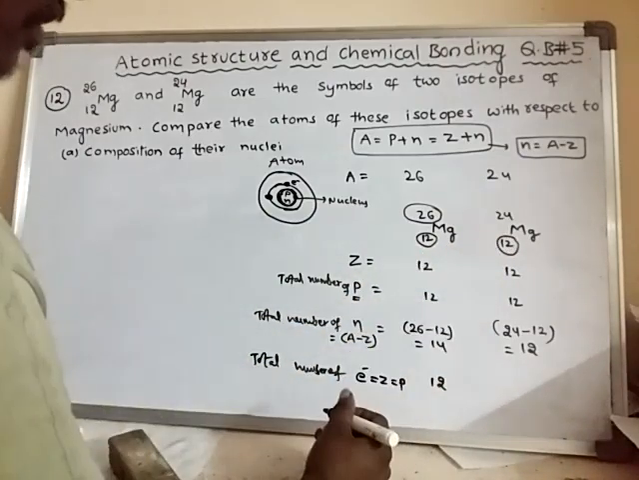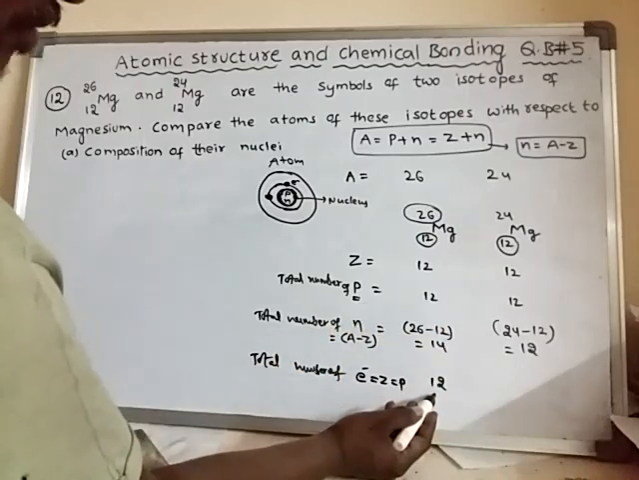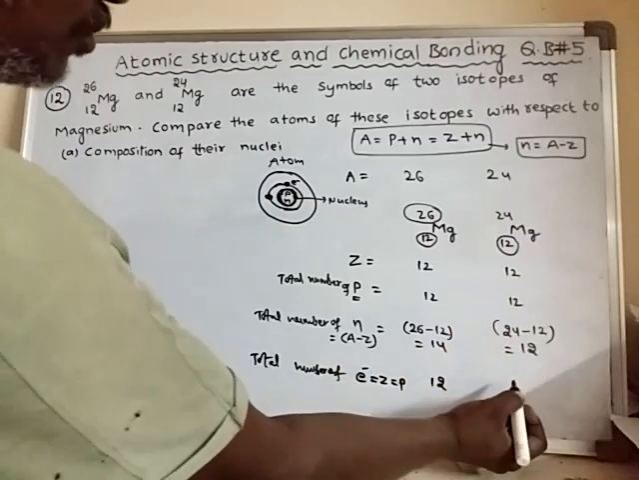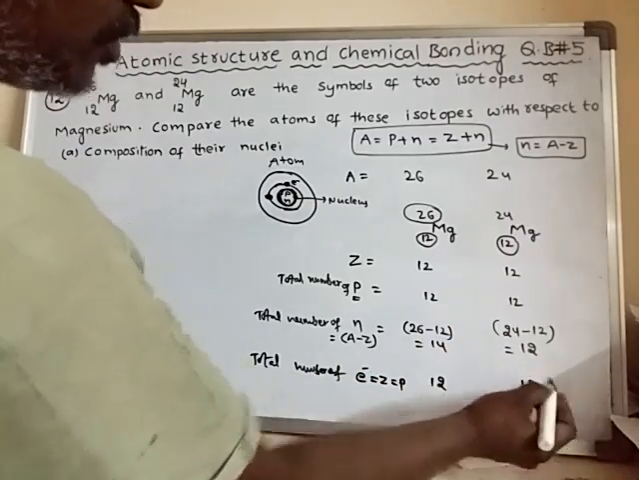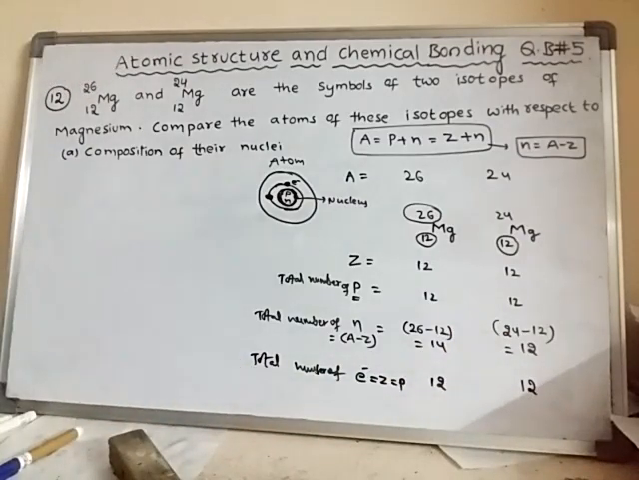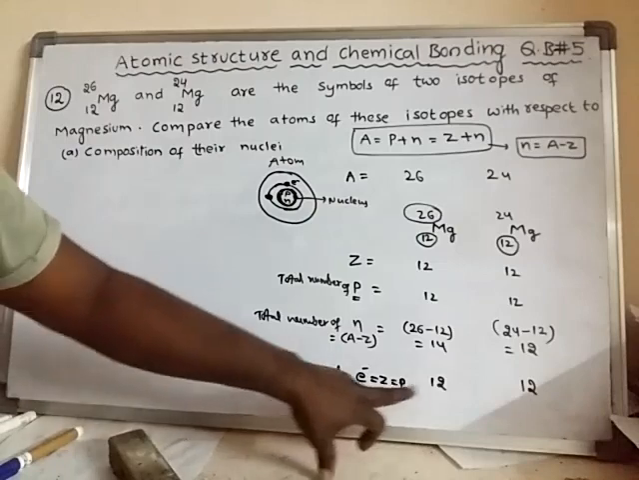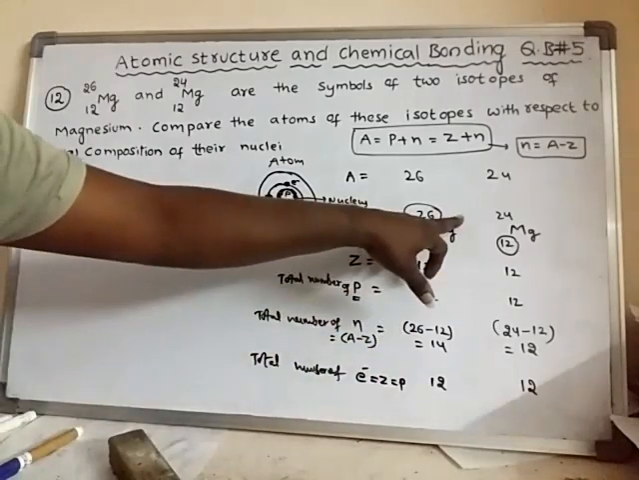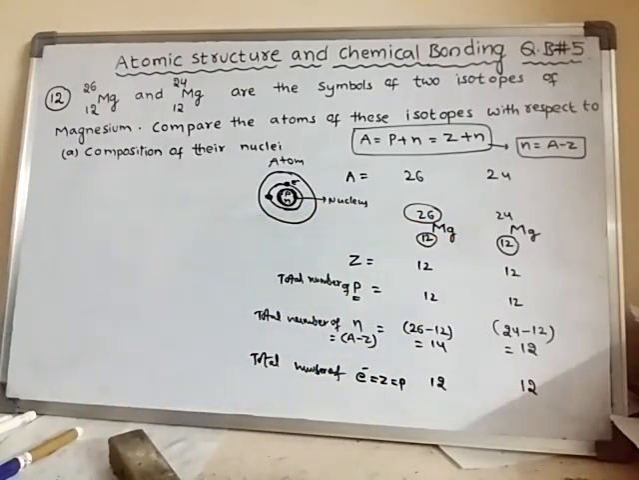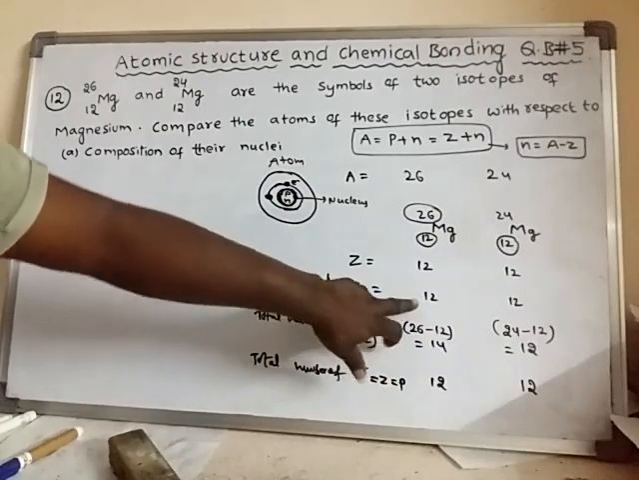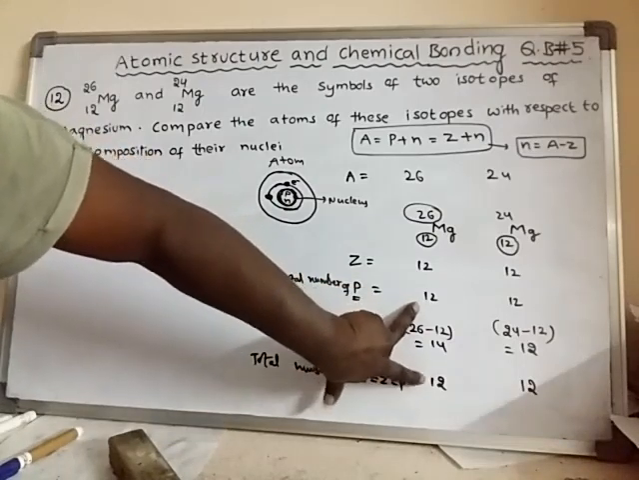As it is a neutral atom, the number of protons should be equal to the number of electrons. And this is also a neutral atom, so the number of protons should be equal to the number of electrons. Then only the atom will be neutral. Protons mean positive charges, electrons mean negative charges. A neutral atom should contain equal numbers of positive and negative charges. So if there are 12 positive charges, there should also be 12 negative charges.